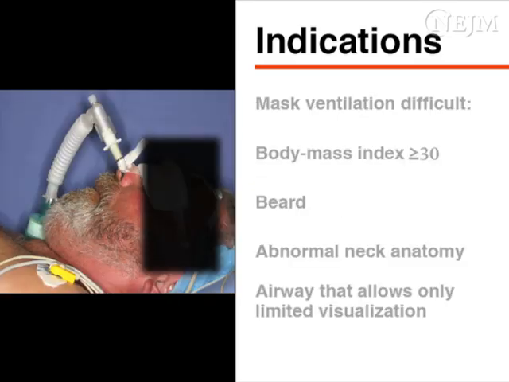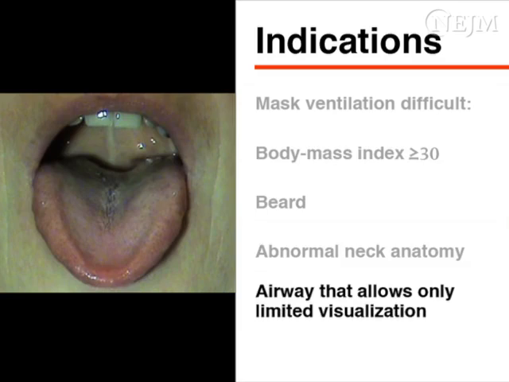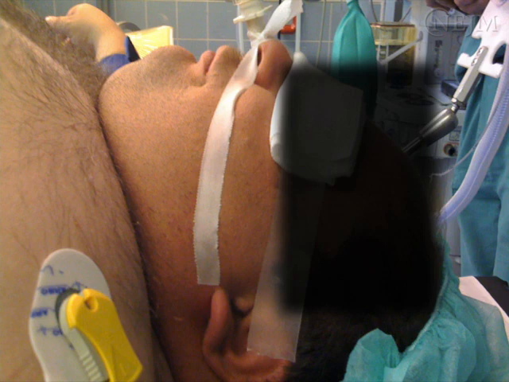Fiber optic intubation may be considered when mask ventilation is likely to be difficult, as in patients with a body mass index of 30 or higher, a beard, abnormal neck anatomy, or an airway that allows only limited visualization of the laryngeal structures. Patients with 2 or more risk factors are particularly good candidates for the fiber optic approach.